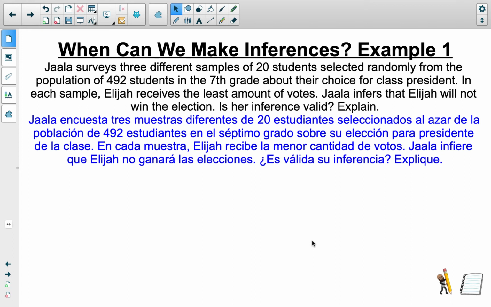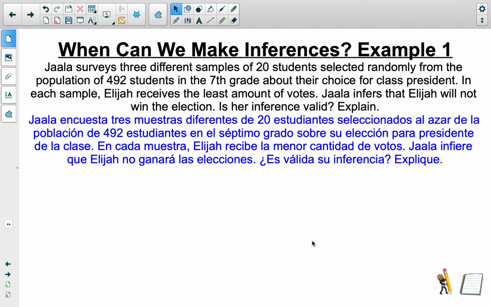In each sample, Elijah receives the least amount of votes. Jayla infers that Elijah will not win the election. Is her inference valid? Explain. All right. We need to make sure we understand when an inference can be valid. An inference can only be valid if the data you collected was done with validity. And what does that mean? That means the data you collected represents a random representative sample. That's what we went over on Wednesday or yesterday or the previous lesson, depending on when you're doing it.